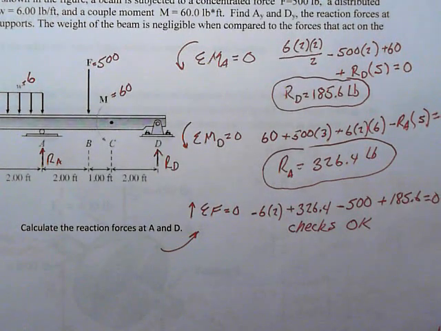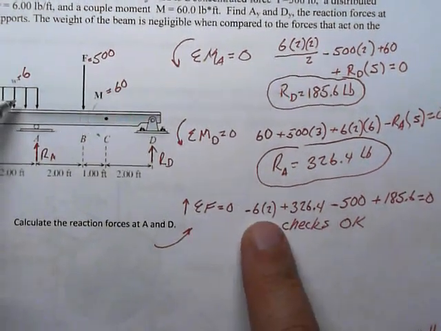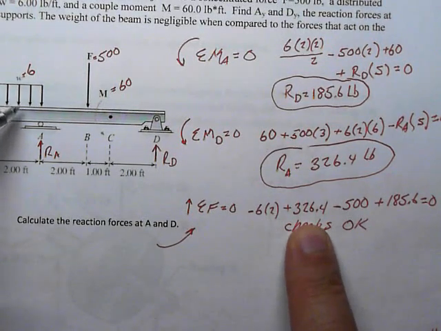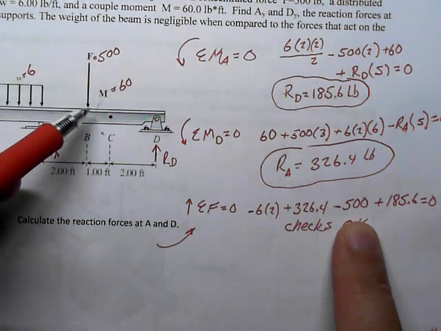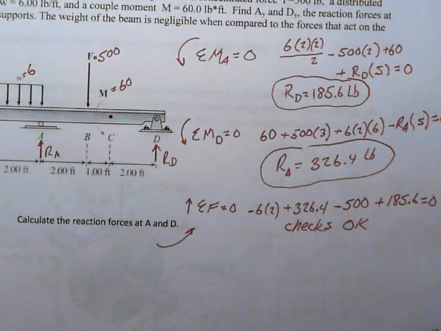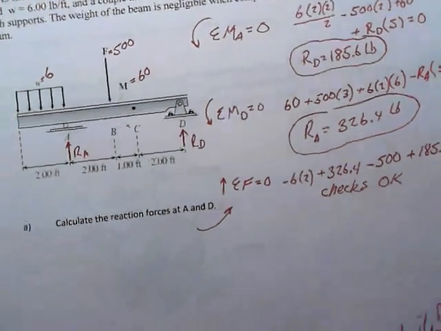And then to test that, I said let's sum the forces and see if it is equal to 0. And so my forces would be a minus 6 times 2 from the distributed load in the downward direction, and a 326.4 upward at A, and a 500 downward, and a 185.6, and you add those numbers together and you do in fact get a 0. So I believe I've got the reactions right.